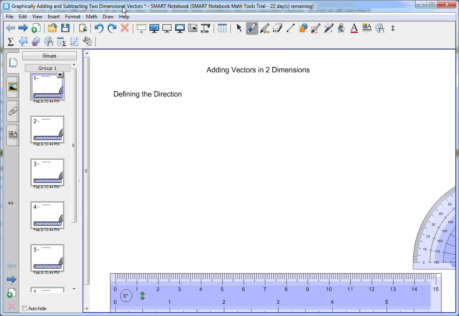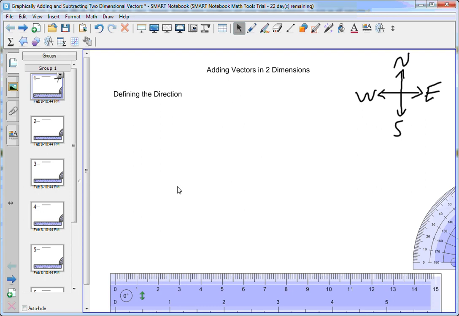Adding vectors in 2 dimensions is slightly more difficult, but definitely something we can do. First thing we need to do is define our directions. So let's say we define our directions this way. We've got north, south, east, and west.